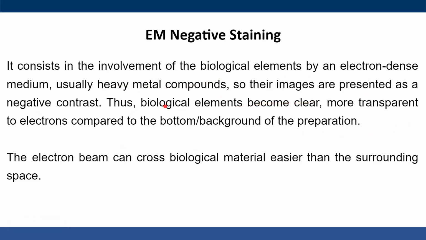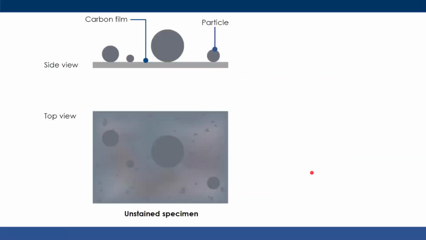Thus, biological elements become clear, more transparent to electrons compared to the background or the bottom of the preparation. So the electron beam can cross the biological material more easily than the surrounding space. So this is a scheme of how it works.